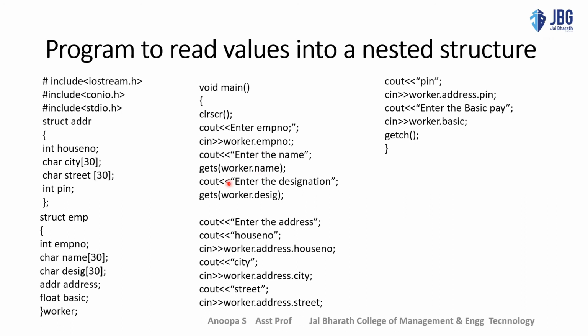Enter name, worker dot name. Enter designation, worker dot designation. Enter address, house number. Here I am assigning it as worker dot address dot house number. Not directly to address; address dot house number is used. Similarly, city worker dot address dot city, street worker dot address dot street, pin worker dot address dot pin, and basic pay we can directly assign to worker dot basic. So this is how we can assign values to a structure.